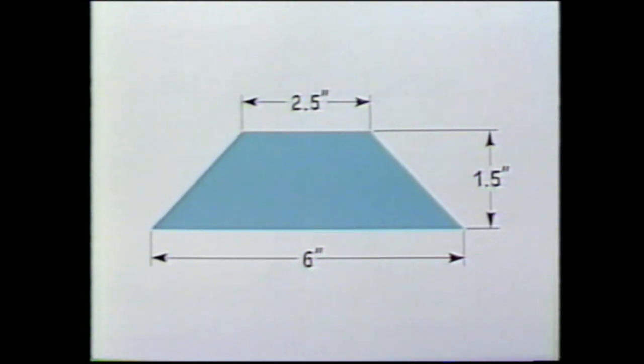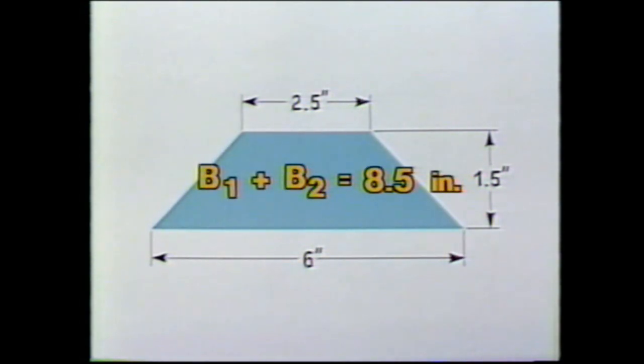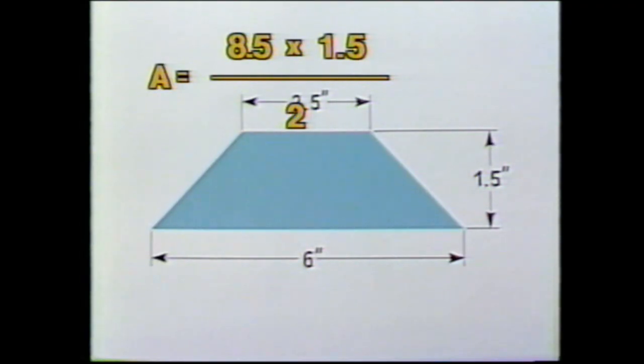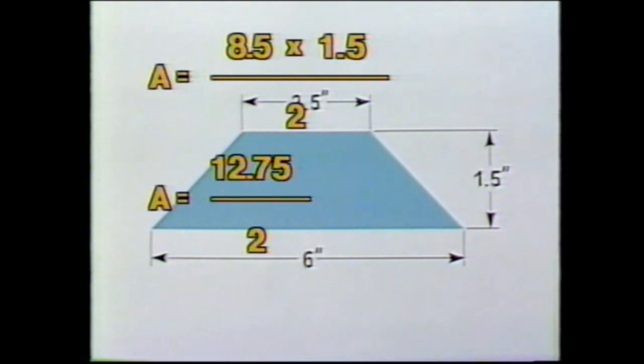For example, a trapezoid measures 6 inches along its longer or major base and 2.5 inches along its shorter or minor base. Its altitude is 1 1/2 inches. Substituting in our formula, we find that 2.5 inches plus 6 inches is 8.5 inches. Multiply 8.5 inches by 1.5 inches to get 12.75 inches. Divide the product by 2, and we have the area of a trapezoid, which is 6.375 square inches.